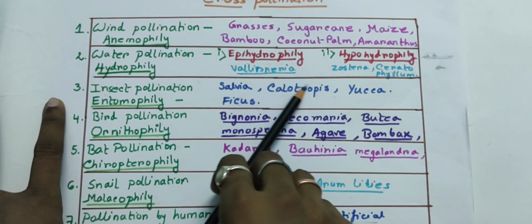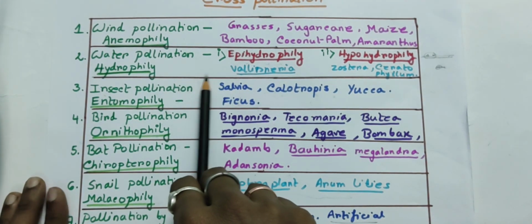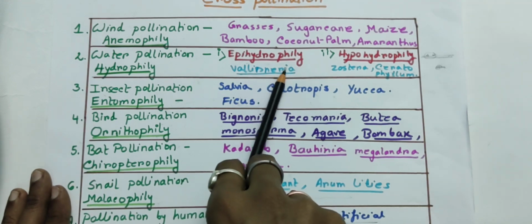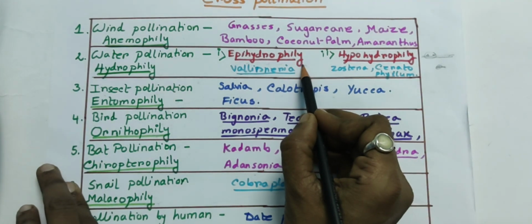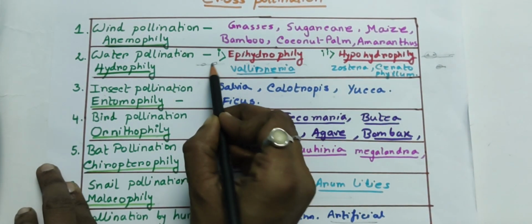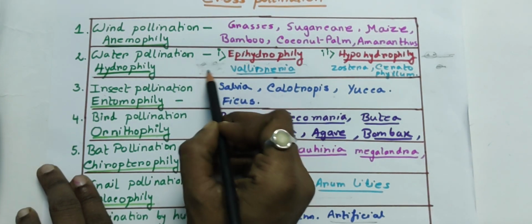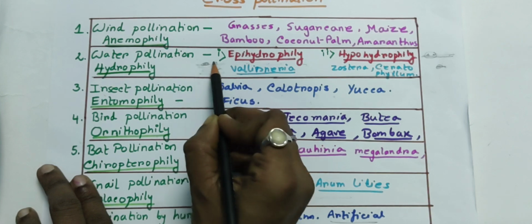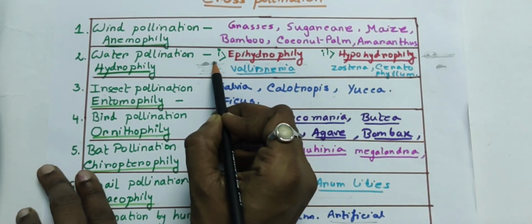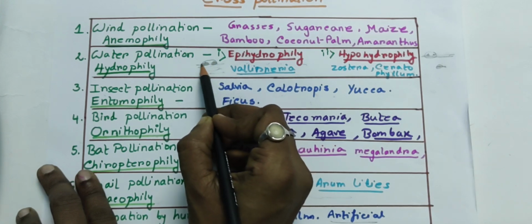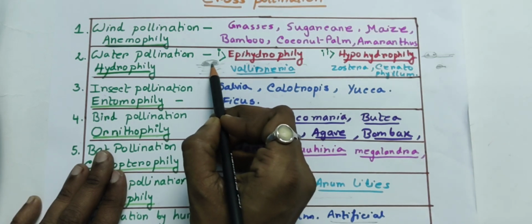Water pollinated flowers or hydrophilous flowers are of two types, epihydrophily and hypohydrophily. Epihydrophily is what? Whenever the pollination is occurring on the surface of the water. This is water. Okay, this is a water body and the pollination is occurring on the surface of the water. Suppose this is a stigma, this is a pollen grain. They are fused. Transference is occurring on the surface of the water.